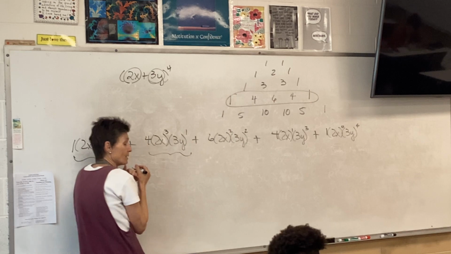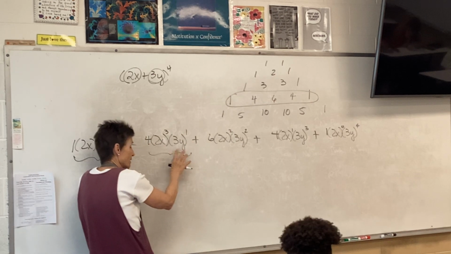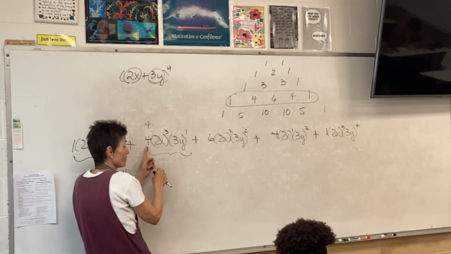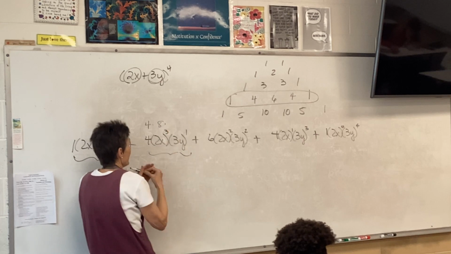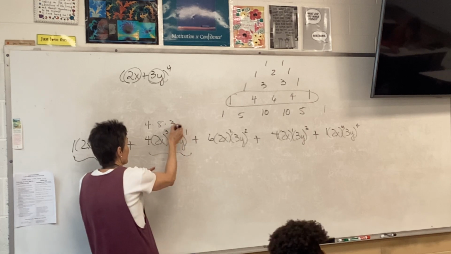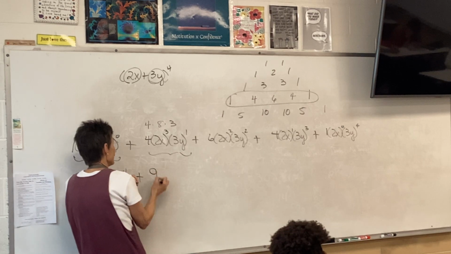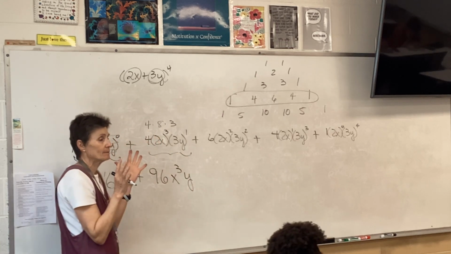Well, there's more here. You might need your calculator to help you. Because that's all multiplied. What am I multiplying? I'm multiplying a 4 and 8 and 3. So 4 times 8 times 3. 96. 96. And I still have my x cubed and my y. Don't forget about that.